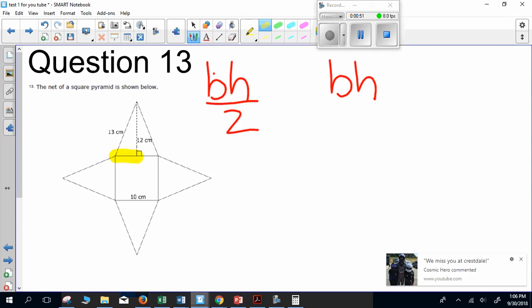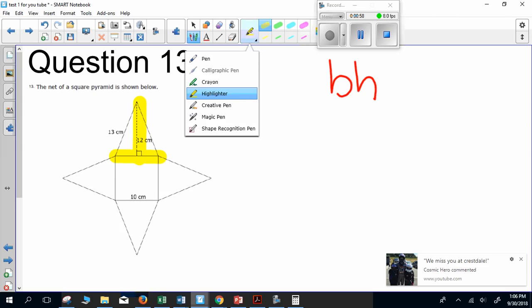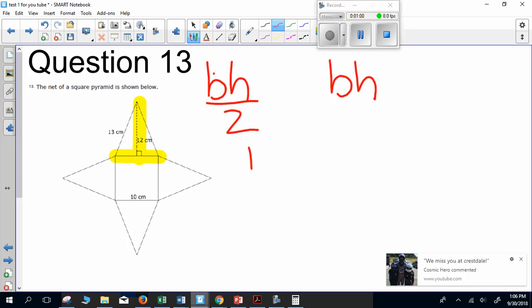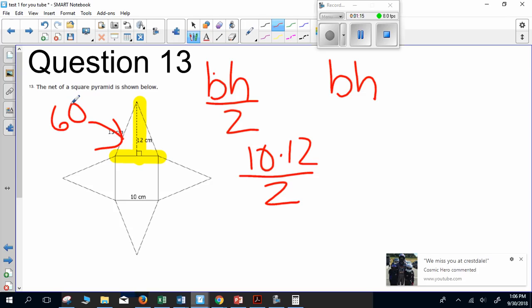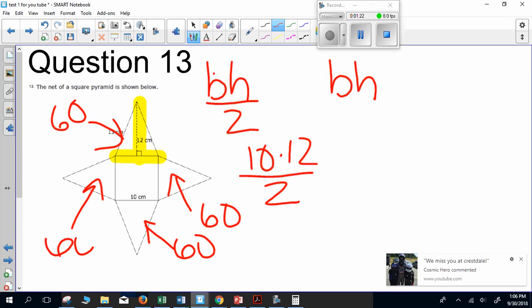So base times height. When I look at that, I see that the base is 10. The height is 12 divided by 2. 10 times 12 is 120. 120 divided by 2 is 60. So this part is 60. This part is 60. This part is 60. And this part is 60.